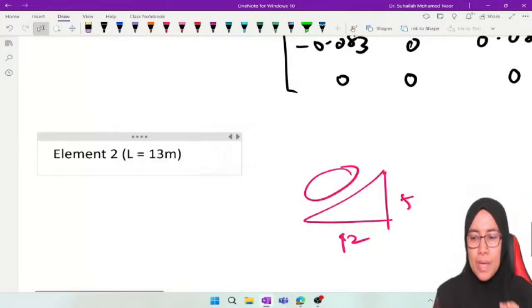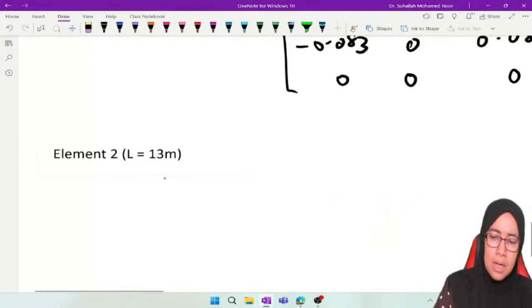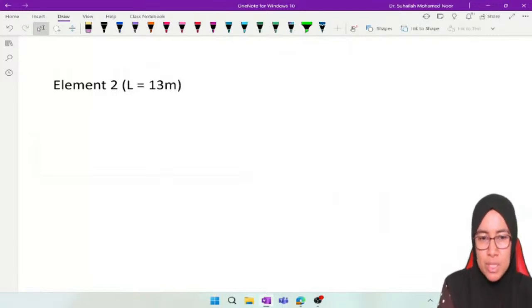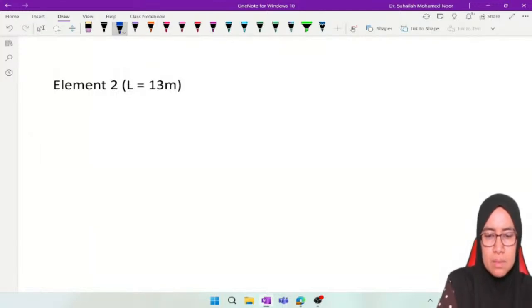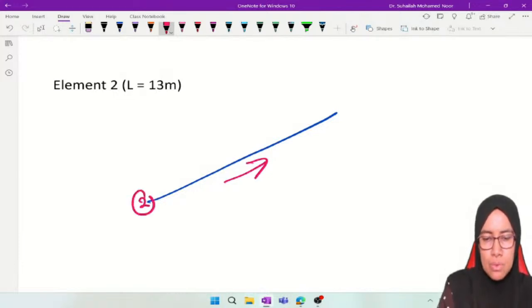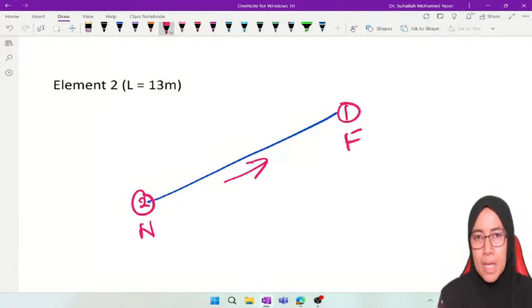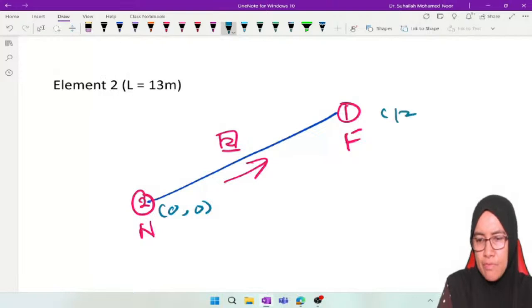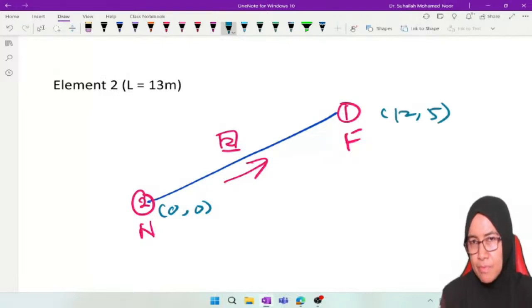Now we will produce K2. We will start by extracting all the information. From the arrow, we know that this is near, this is far. This is element number 2. The coordinates are 0, 0 and 12, 5.